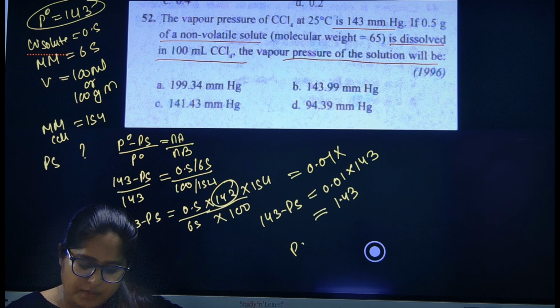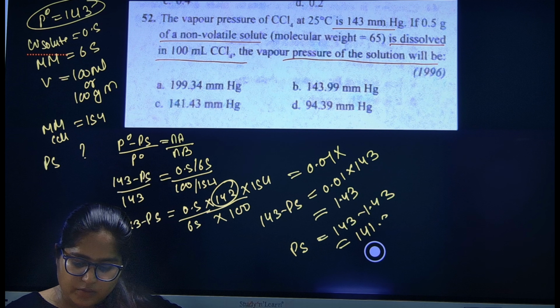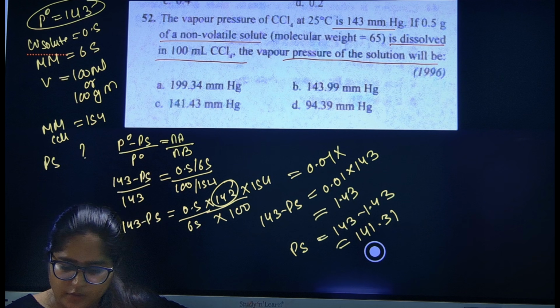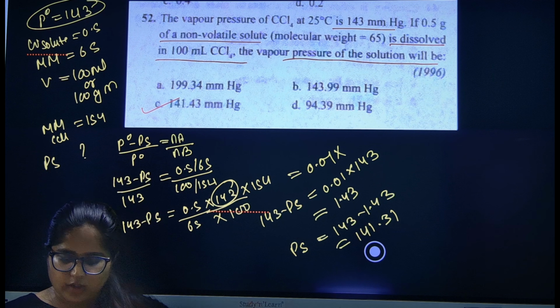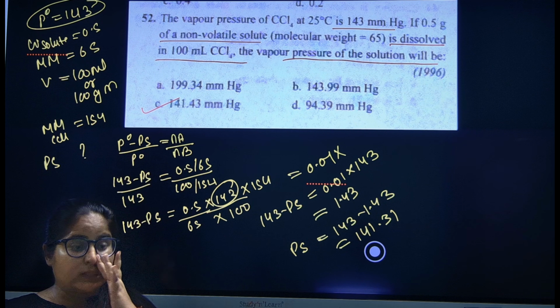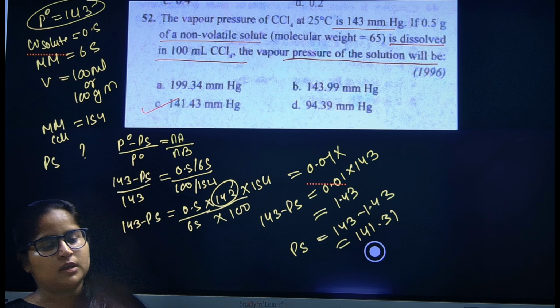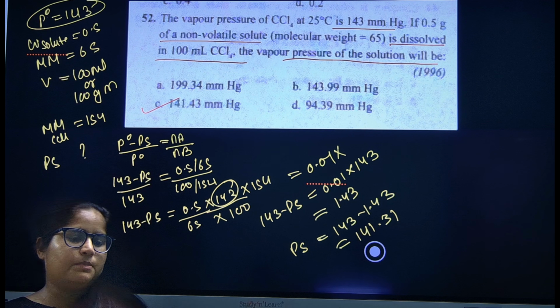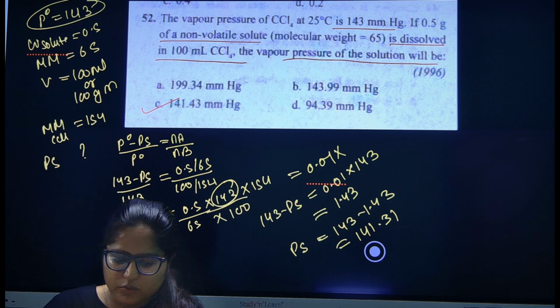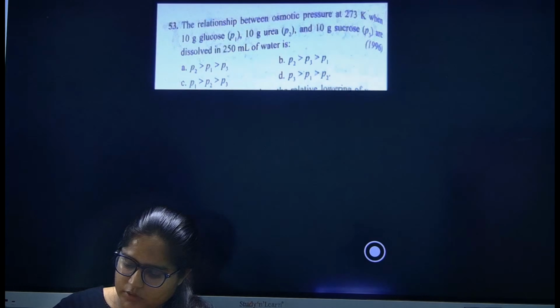So from here PS will be equal to 143 minus 1.43, which will come 141.31. Which option? Around 141.43, option number C will be the right answer. So the concept is clear. P naught is given, PS they are asking. We will use the RLVP concept here. Note down the next question.